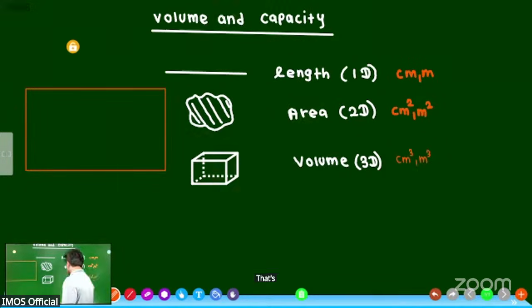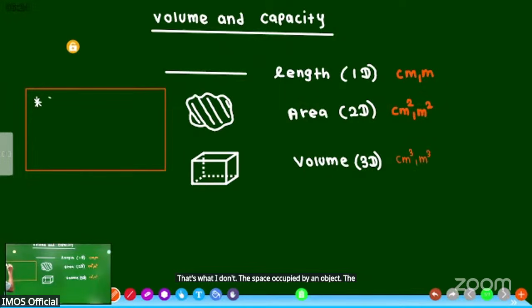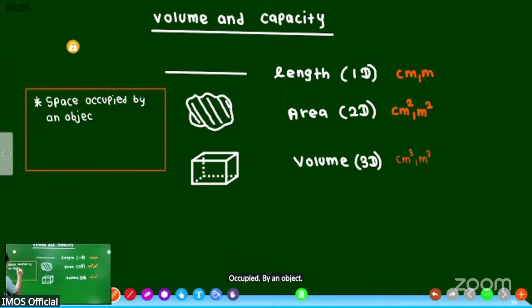So write down. The space occupied by an object is called as volume. It may be a solid object, maybe a liquid, it doesn't matter. So space occupied by an object is called as the volume. Volume of the object.